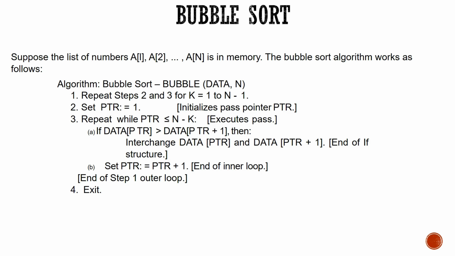So if the element at the first location is higher than the element at the second location, then we go for exchanging the elements. Simple logic we are applying. If the element at the first location is higher than the element at the second location, we will exchange. So that the higher element will be moved to the second location, and the lower element is moved to the first location.